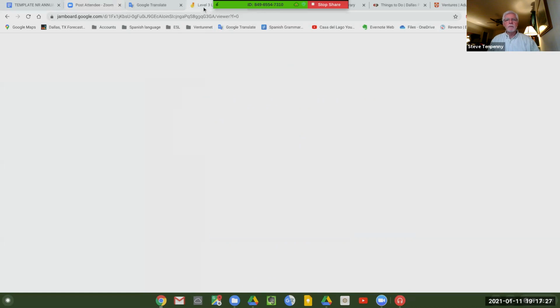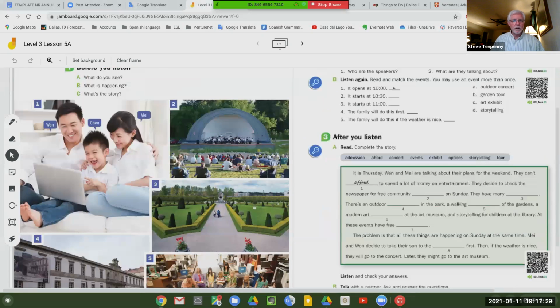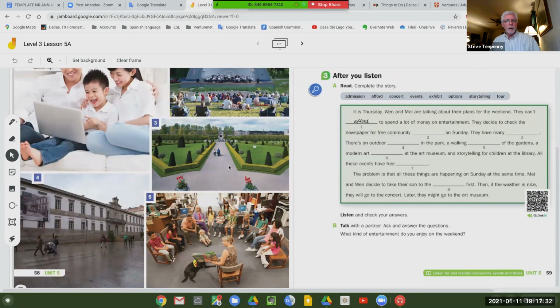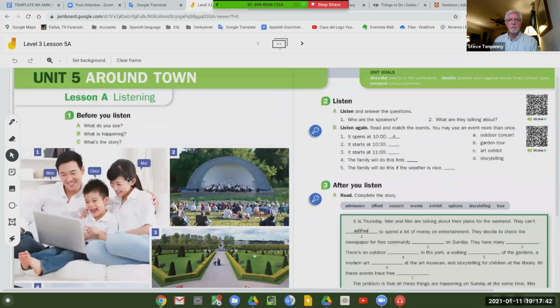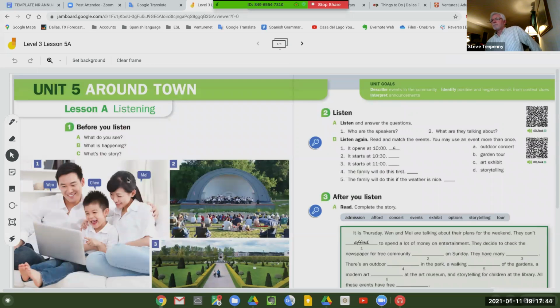Okay, here is the lesson. So we are going to do lesson 5A. This is in your green book on page 58. Page 58. I think this will be a shorter lesson than usual. Does everyone see my screen okay? Yes, sir. Okay, good. I want to make sure.